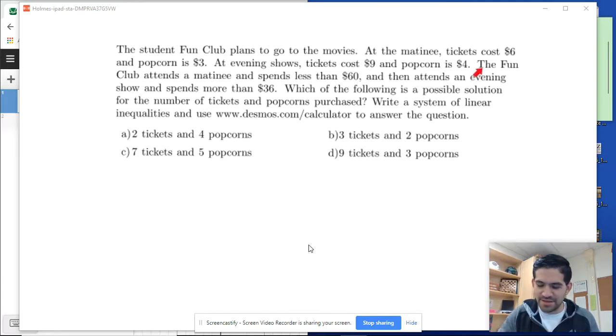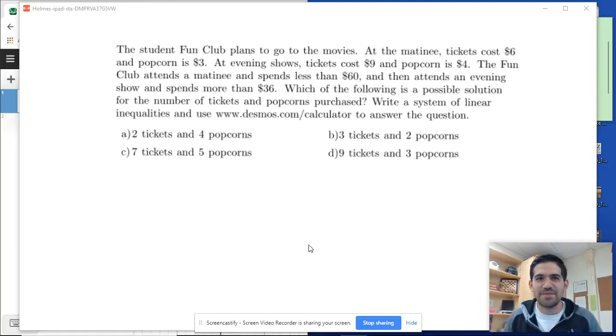Notice how the fun club attends a matinee and spends less than $60, and then attends an evening show and spends less than $36. Which of these is a solution for the number of tickets and popcorns purchased? We're going to create a linear inequality system, and then figure out which option fits both categories for the total cost of the ticket and the popcorn at the same time. Let's get started with the system of inequalities.